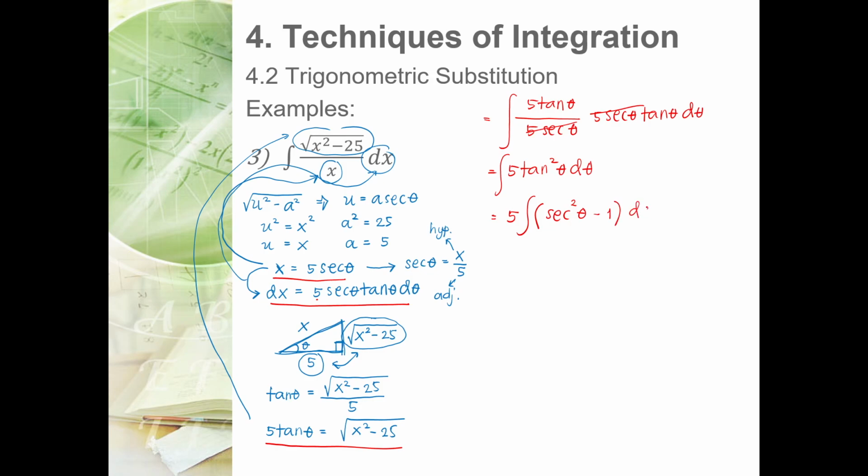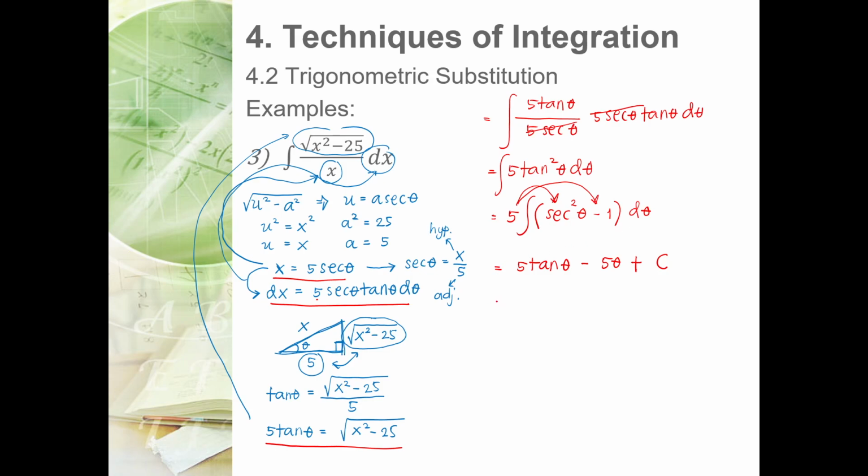minus 1 d theta. We can now integrate because we have a formula for the integral of secant squared, right? So the first term is 5. The integral of secant squared is tangent, so 5 tangent theta. Then minus, the integral of 1 with respect to d theta times 5 is 5 theta plus c.